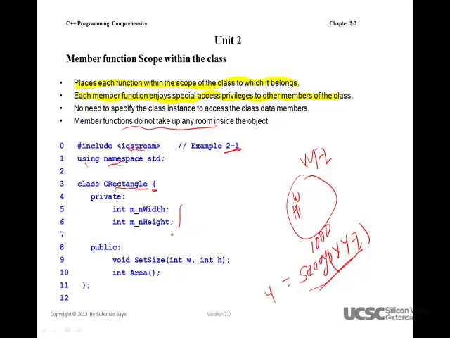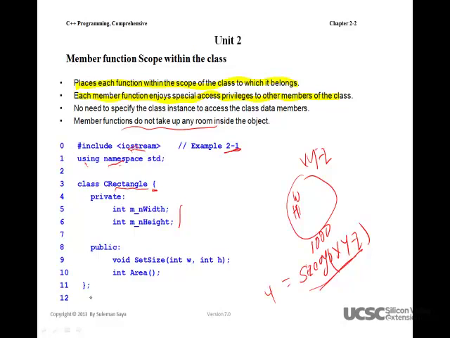Then at line number 8, I have the public keyword, followed by a colon. Under the public keyword, I have 2 member functions. The reason I put these member functions under public is because I want to be able to access them from a non-member, which is main. When I create an object within main, I can use a dot operator to access the setSize and area functions.